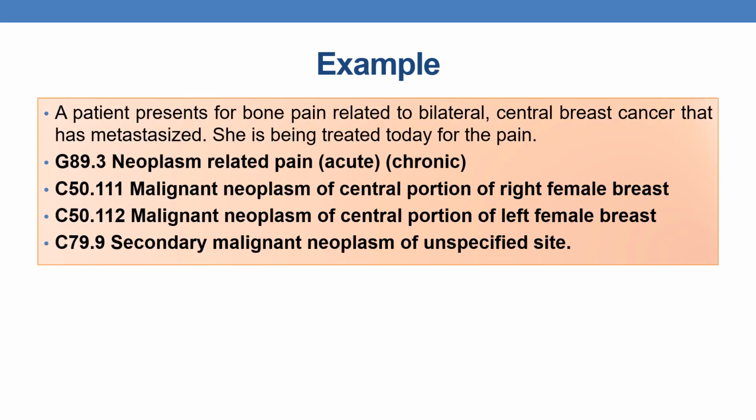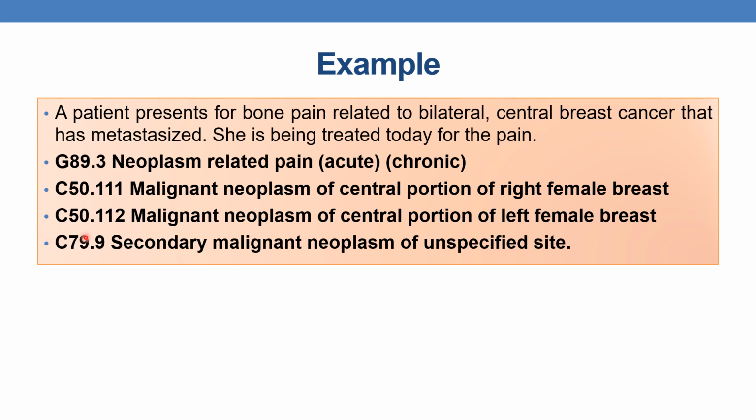Now let us see an example. A patient presents for bone pain. Here the site is bone related to bilateral central breast cancer that metastasized. She is being treated today for pain. Here the reason for visit is pain control. So the PDX would be G89.3, neoplasm related pain, acute or chronic. Followed by C50.111, malignant neoplasm of central portion of right female breast.